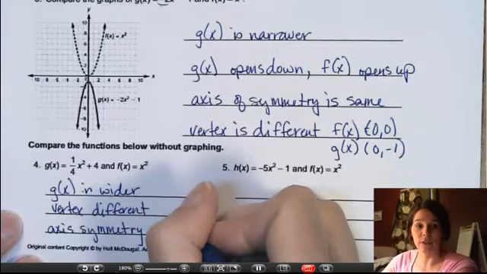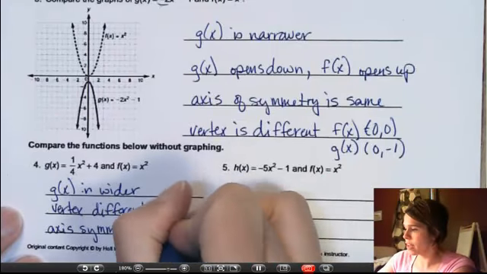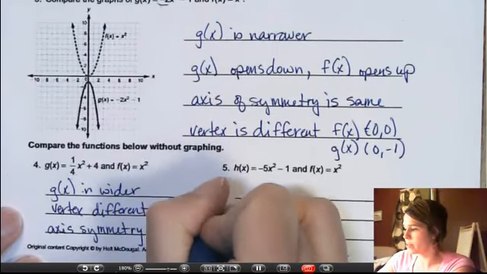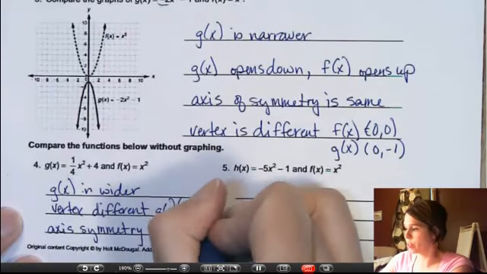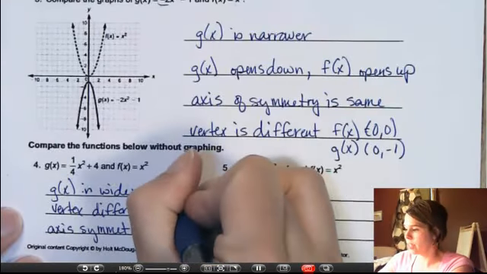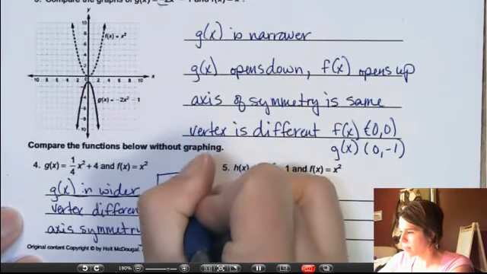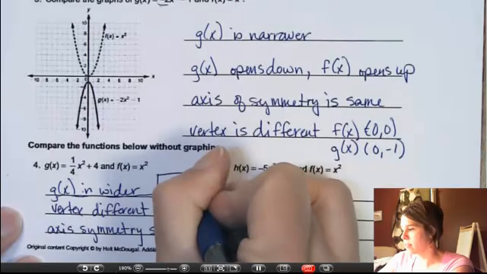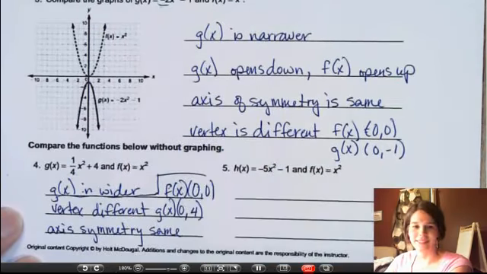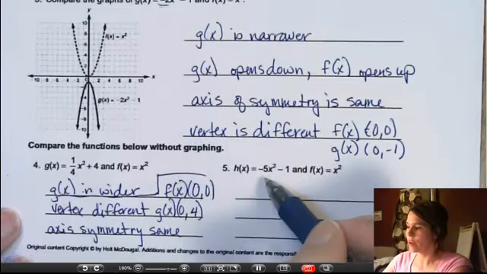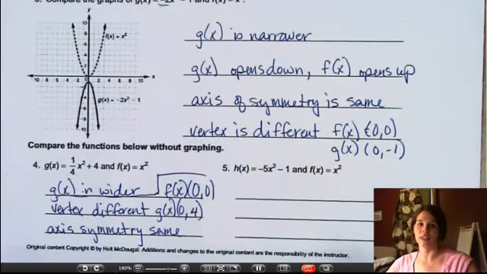So let's go ahead and define those vertexes. The vertex for g of x is going to be 0, comma, whatever it's been shifted, so plus 4. And the vertex of f of x is 0, 0. All right, you guys are on your own for 5. You'll have to get that checked with me tomorrow.